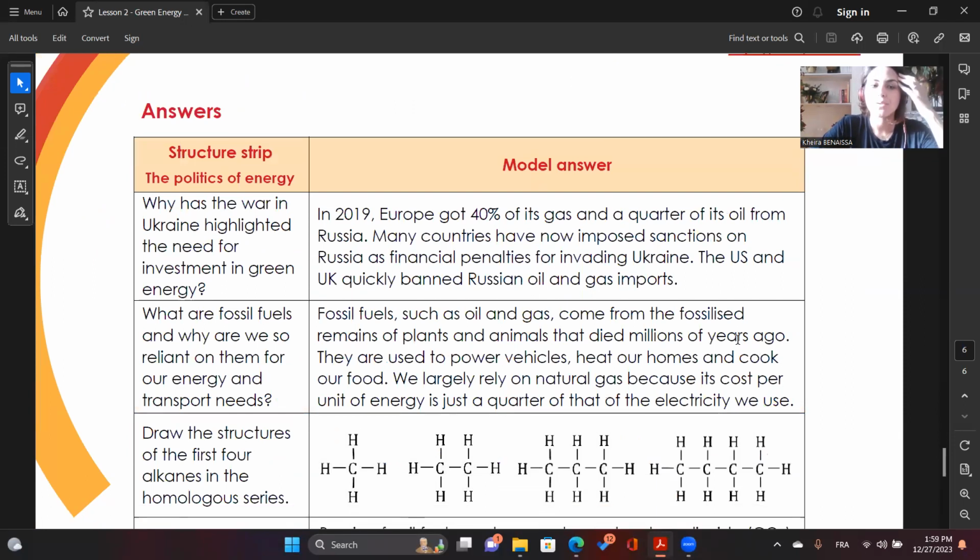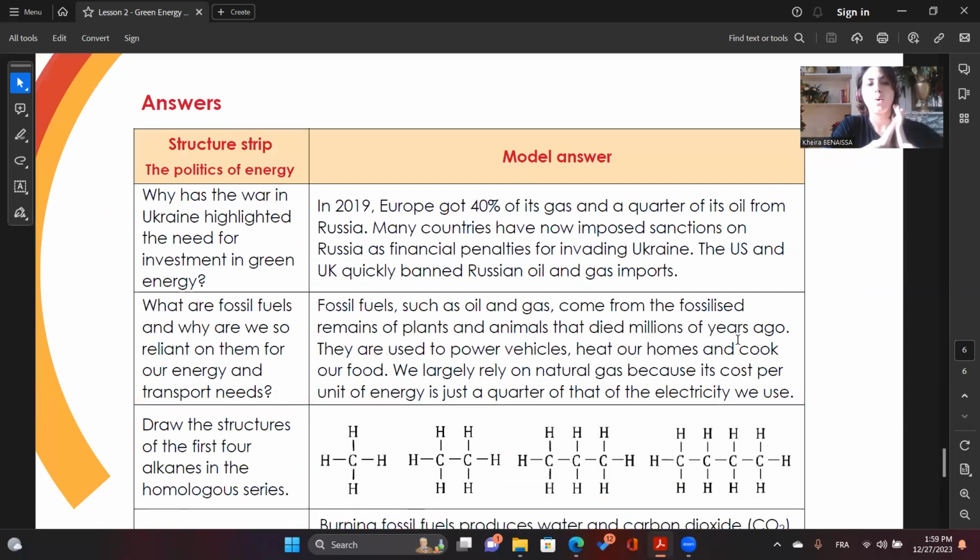These are model answers. The first question was, why has the war in Ukraine highlighted the need for investment in green energy? So the answer is, in 2019, Europe got 40% of its gas and a quarter of its oil from Russia. Many countries have now imposed sanctions on Russia as financial penalties for invading Ukraine. The US and UK quickly banned Russian oil and gas imports. So this is an answer that I found in the text.